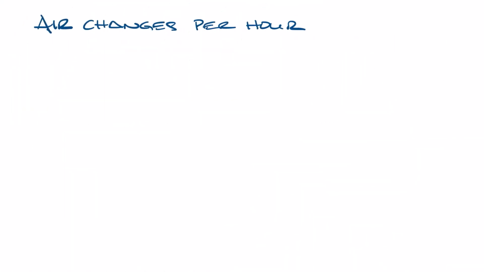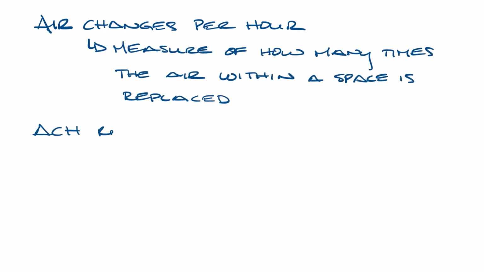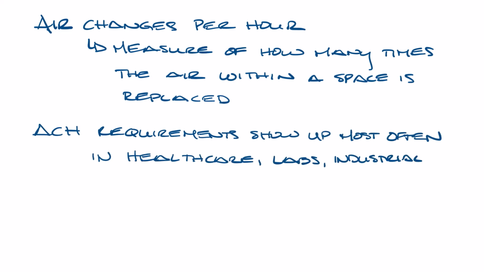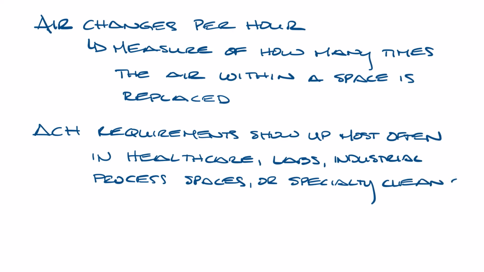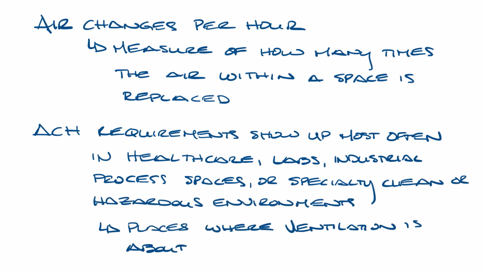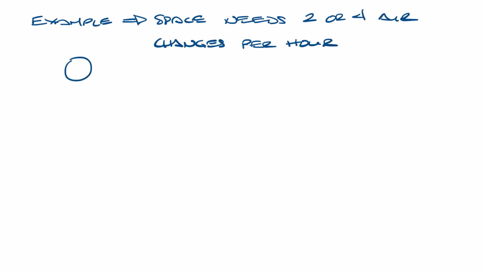Air changes per hour is a measurement of how many times the air within a space is replaced. Air change per hour requirements show up most often in healthcare, labs, industrial process spaces, and specialty clean or hazardous environments, places where ventilation is about safety and cleanliness, not just comfort. For example, you'll hear that a certain space needs 2 or 4 air changes per hour. But what does this really mean?